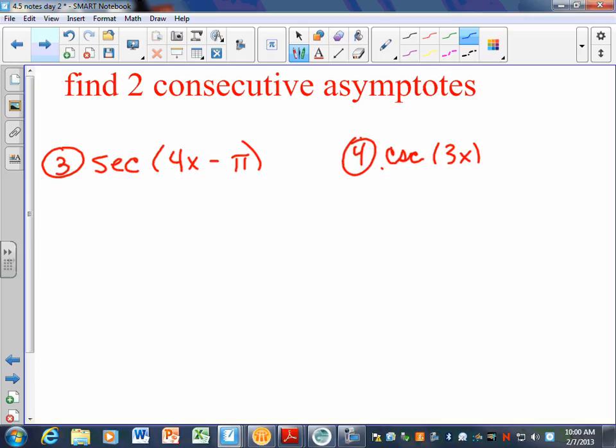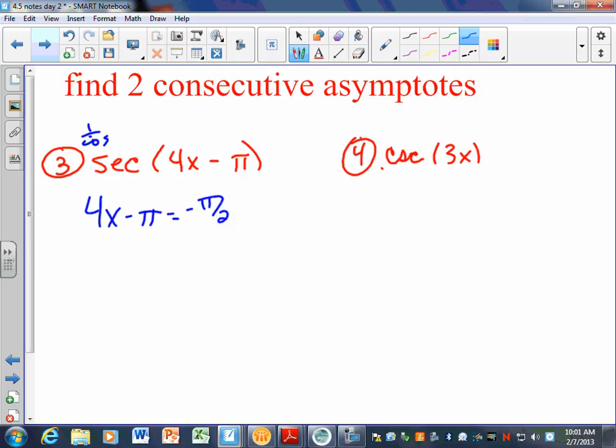So number 3 is a problem that I would never make you graph, but I could give you, and I can guarantee, I already know on your test, that there's questions where the directions just say, give me 2 consecutive asymptotes, and there definitely is a C value there to make you do the math. The big question is making sure you know what you set it equal to. Secant is 1 over cosine, yes? So I'm going to set this equal to what?